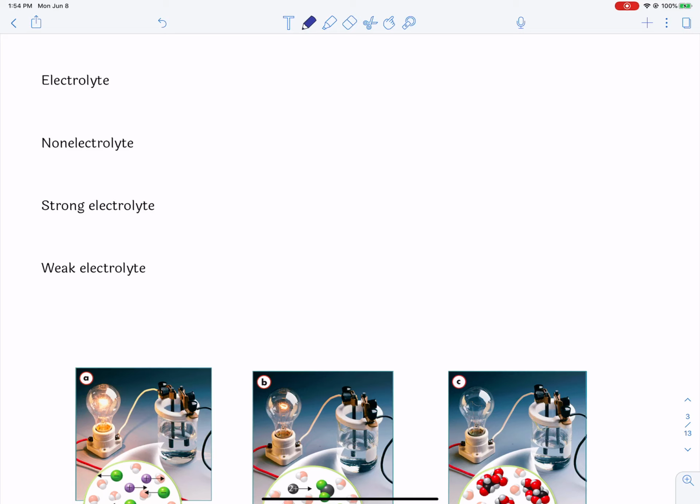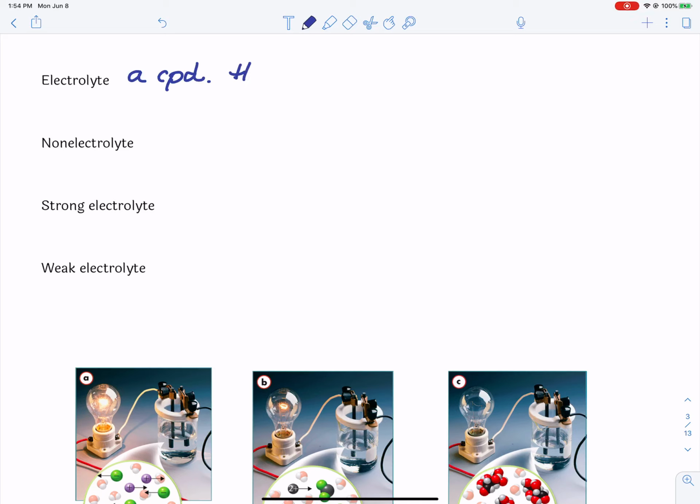Okay, so these are all ways to describe a compound that will dissolve in water. An electrolyte is a compound that will conduct electricity when dissolved in water or when it is molten. It's another way of saying an ionic compound. So an electrolyte is a compound. An abbreviation for compound that we use all the time is CPD.